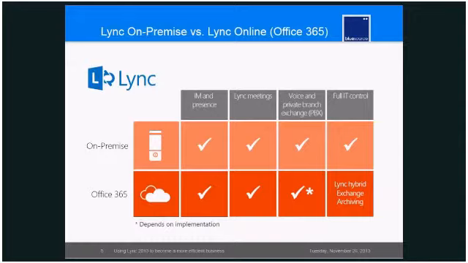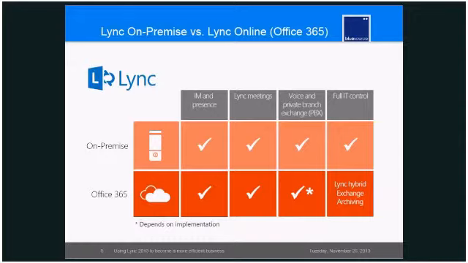So just looking at the boxes here, if you were looking for IM and presence, you could essentially deliver that on premises or via the cloud. And so this says Office 365, but it's any cloud environment. Lync meetings, so an online meeting, you can provide on premises or via the cloud. The voice is where it starts to differentiate the systems. So voice and PBX functionality.